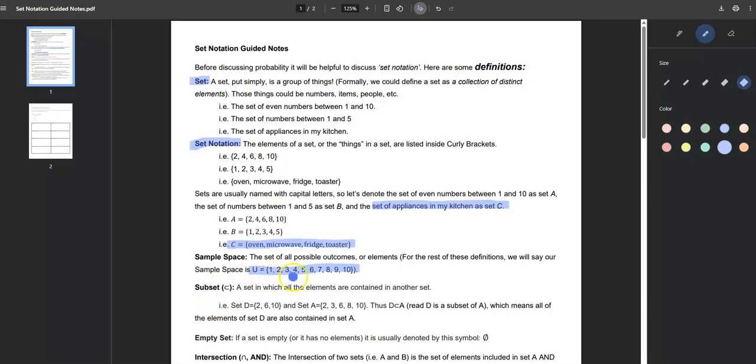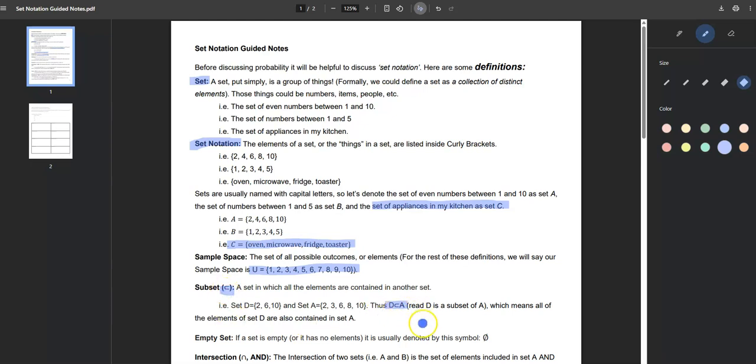So if my sample space is 1 through 10, and then I put set D here as 2, 6, 10, that's going to be a subset of that sample space. An even better example of this is this one here. Set D is 2, 6, 10, and set A is 2, 3, 6, 8, 10. So because 2, 6, and 10 are also part of A, we would say that D is a subset of A. And we're going to use this little symbol, this sideways U, that you guys can see here.